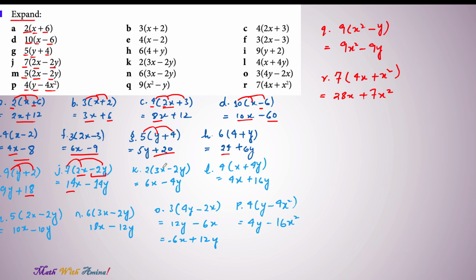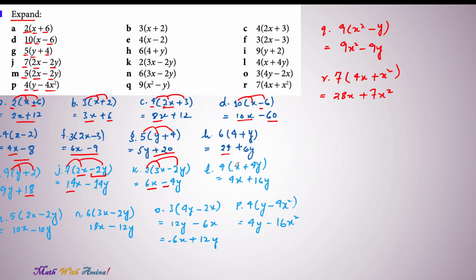2 into 3x minus 2y. So in here 2 gets multiplied with 3x, and 2 gets multiplied with minus 2y. So 2 multiplied by 3x is equal to 6x. 2 multiplied by minus 2y: plus multiplied by minus, we will get the minus sign. So 2 multiplied by 2y is equal to 4y.